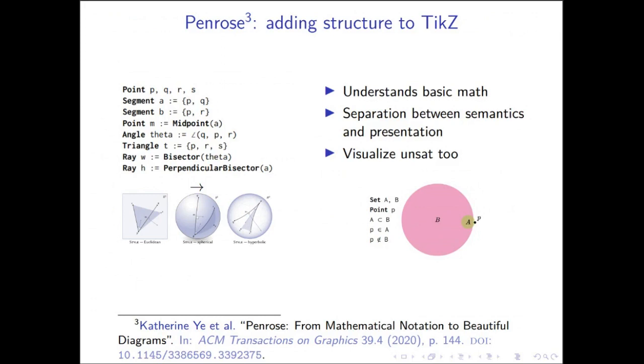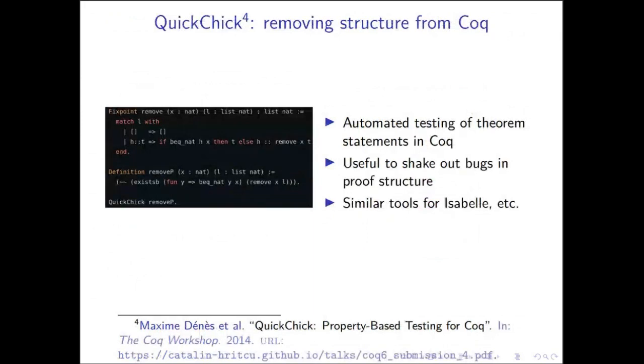And so the last main example here is QuickChick, which is removing structure from Coq, right? So we heard about property-based testing. The idea here is instead of just actually proving something true, you might want to use a property-based testing tool, just run things through it and make sure that you haven't made any super obvious mistakes. And that's useful to kind of shake out bugs in your proof structure before you get down to proving it.